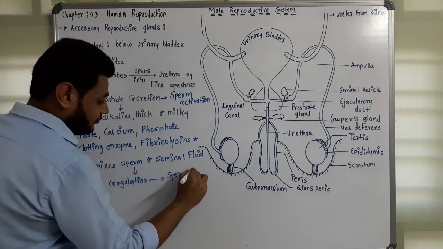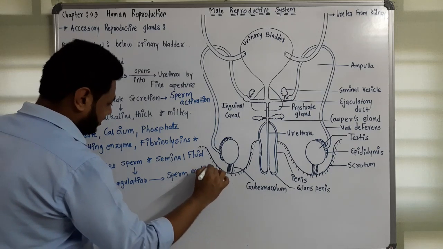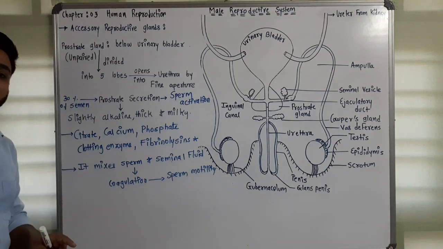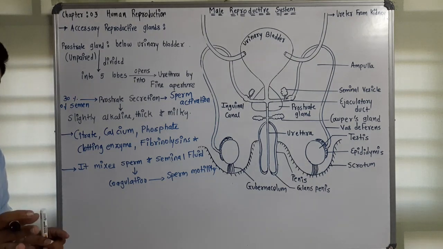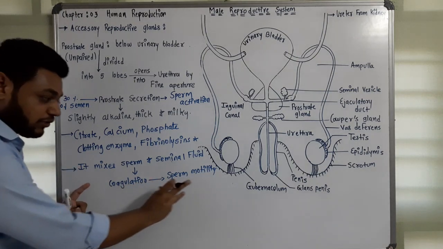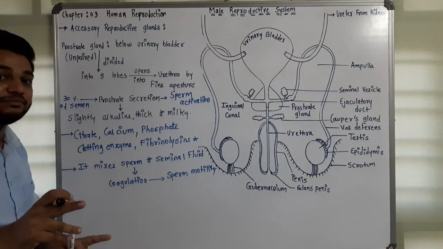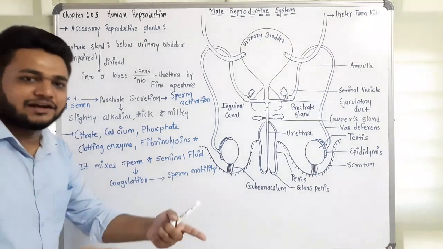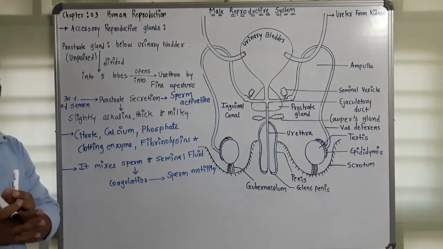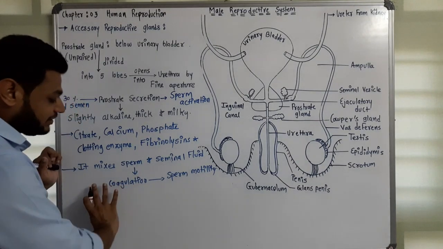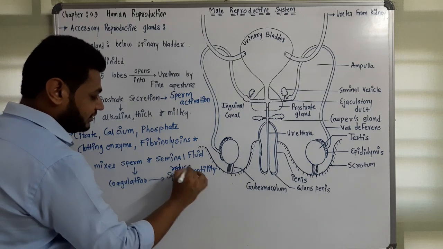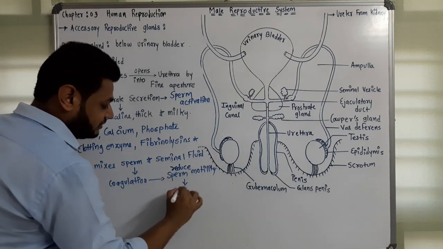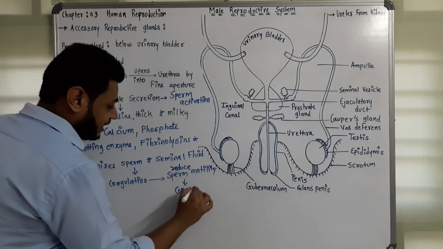When sperm motility gets reduced, that means the energy of the sperm will get conserved. This sperm motility should get enhanced, but only when it is needed. Right now sperm motility is not needed, so coagulation will reduce sperm motility, which conserves the energy.